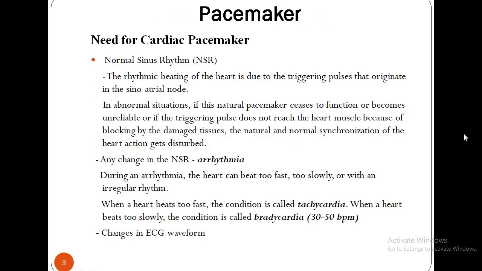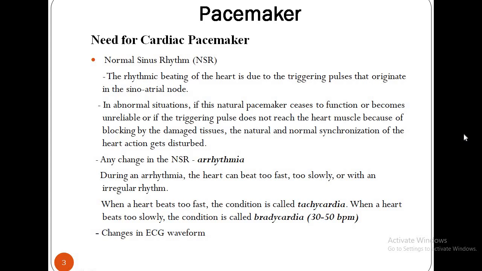Cardiac pacemaker. The rhythmic beating of the heart is due to the triggering pulses that originate in an area of specialized tissue in the right atrium of the heart. This area is known as the sinoatrial node, which is known as the natural pacemaker.